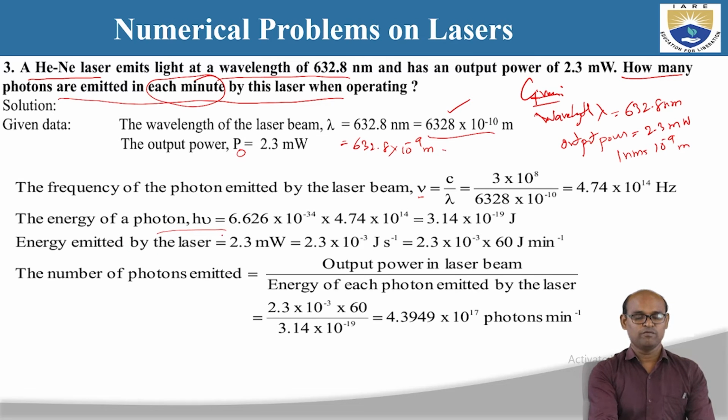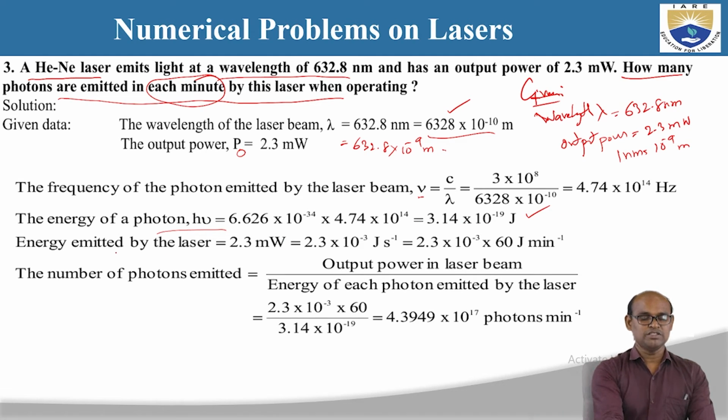Now, energy of a photon is h nu. We know nu, so multiply with h. h is 6.626 into 10 power minus 34 into nu. Nu is 4.74 into 10 power 14. Okay, so we'll get an answer. Energy of a photon is 3.14 into 10 power minus 19 joules. Now we know the energy of each photon, which is 3.14 into 10 power minus 19 joules.